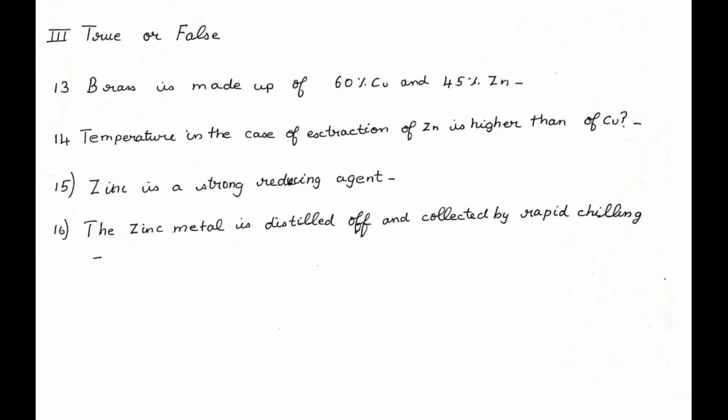14th question, temperature in the case of extraction of zinc is higher than copper. 15th question, zinc is a strong reducing agent. 16th question, the zinc metal is distilled off and collected by a rapid chilling. So these 4 questions are asked in true or false. Please do answer this question.